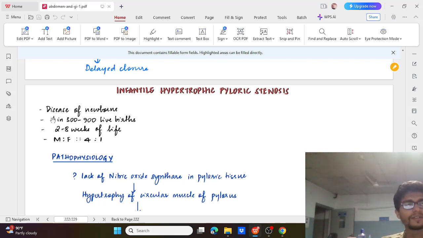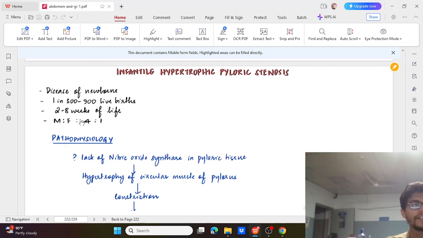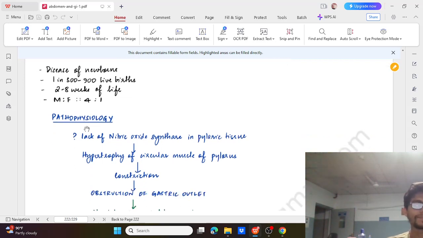It is a disease of the newborn. Neonates who are recently born will be affected. The incidence is 1 in 300 to 900 live births, and the patient is initially seen in the first to second month of life. It is more common in males, up to 4 times.